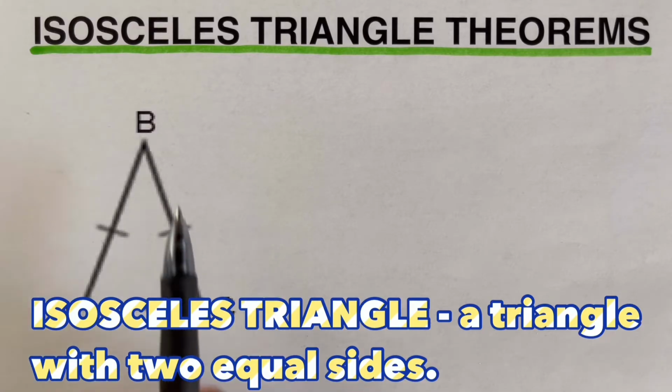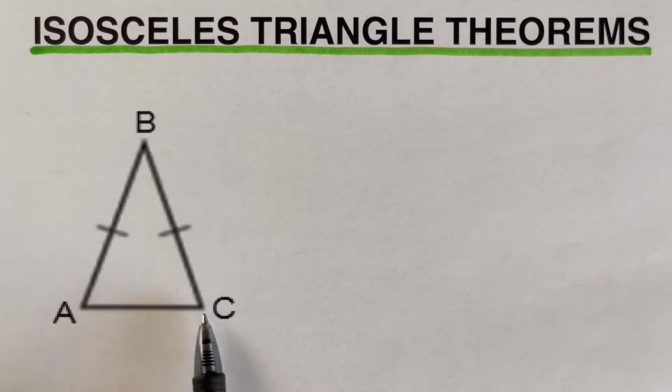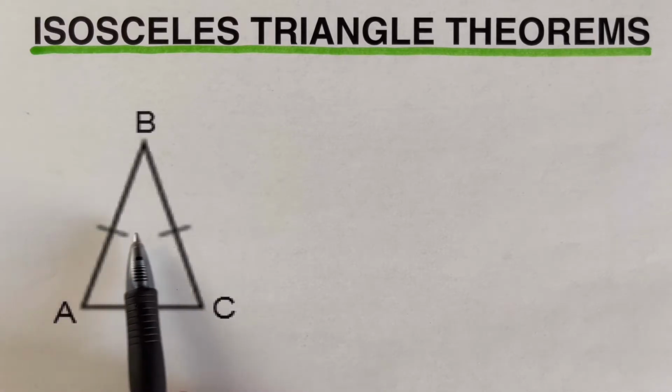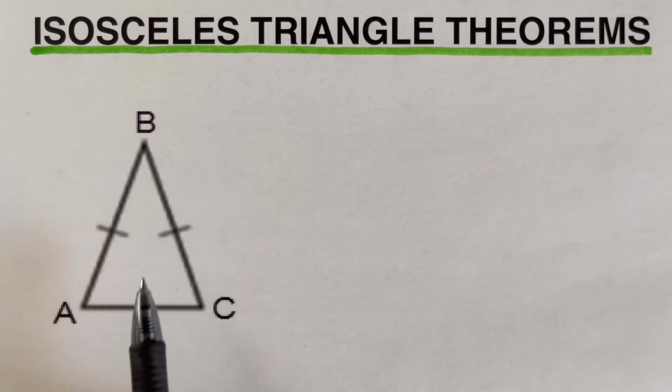Looking at this triangle that we have right here, side AB and side BC have been marked with this tick mark. This tick mark tells us that these two sides are equal, or congruent. So we can say that this triangle is an example of an isosceles triangle. Now, what is the isosceles triangle theorem?